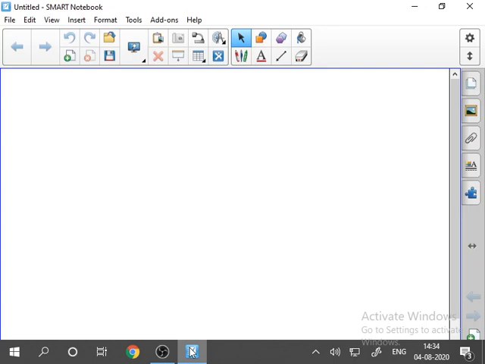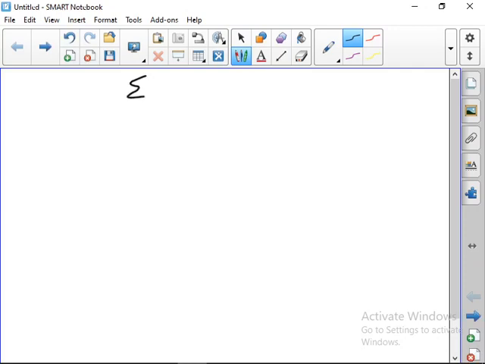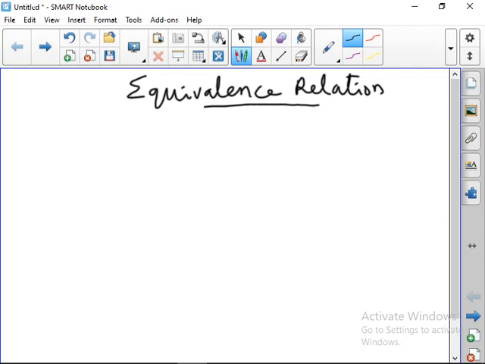So, yesterday we have learned the definition of equivalence relation. Few illustrations we have seen. Okay. So, what is an equivalence relation?